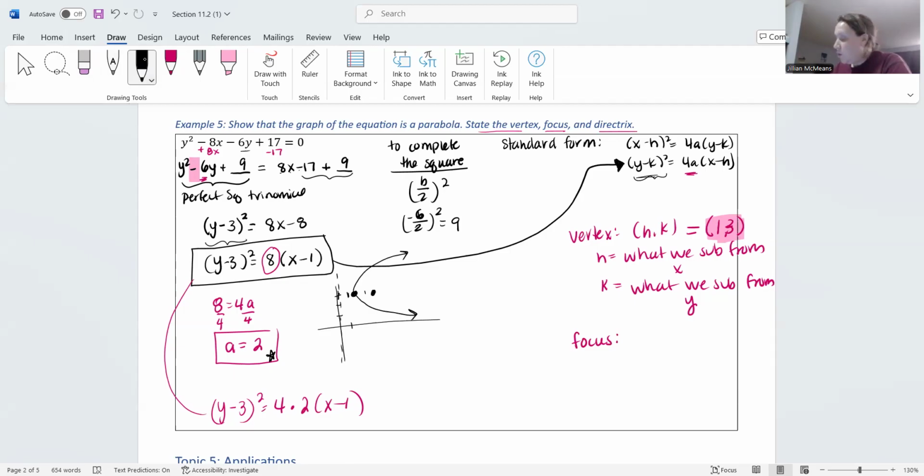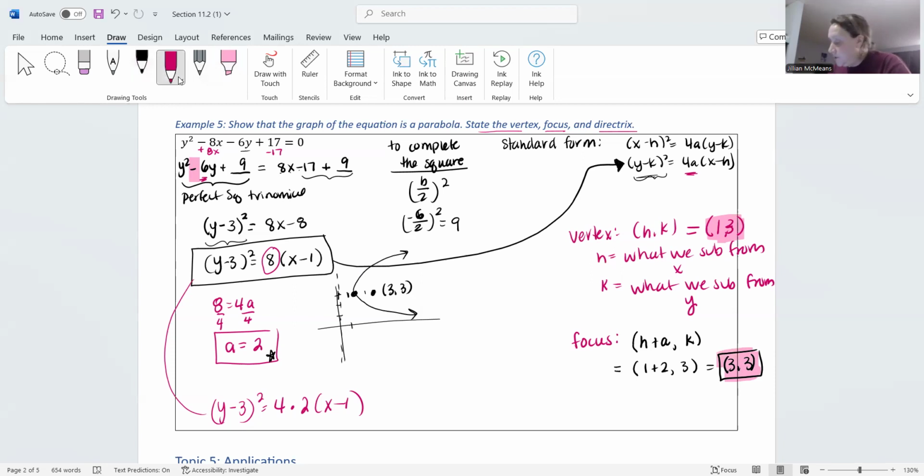So what is the focus? Well, I need to take whatever my h value is. My x's are what's going to change. I need to take h and add a, and then k is going to stay exactly the same. So h is 1 plus a, which is 2, and then k is just going to stay k, so it's going to be 3. So 1 plus 2 is 3. So my focus is the ordered pair (3, 3). So this would be the point (3, 3).